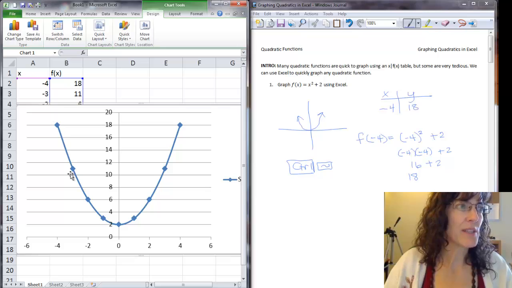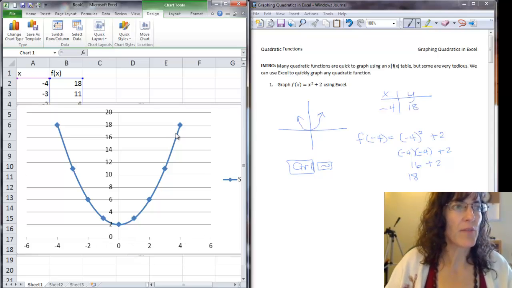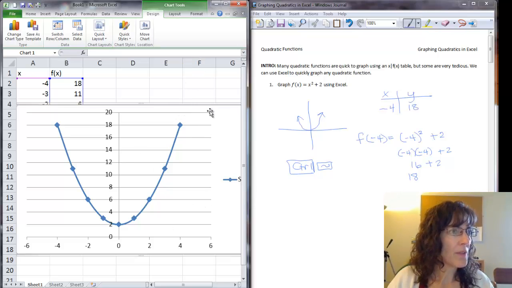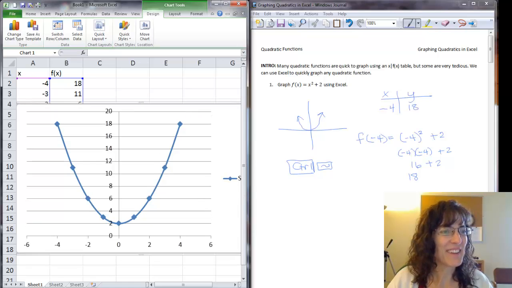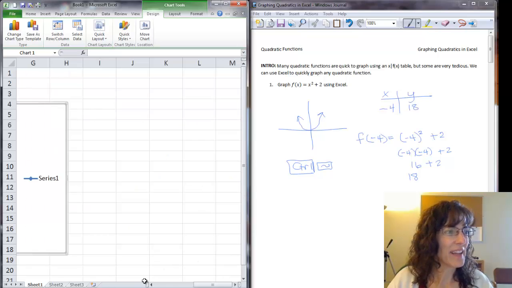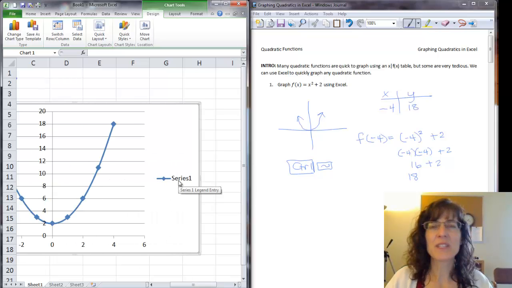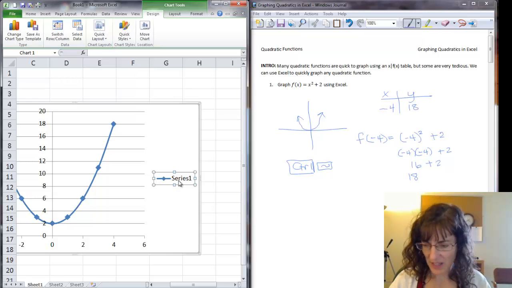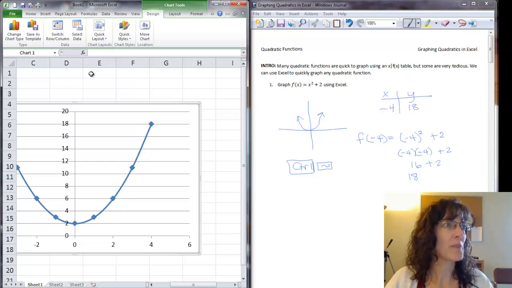And because I picked some values in the negative numbers, I have this left-hand side of my parabola, and because I picked some values in the positive numbers, I have this right-hand side. Now, if I slide my graph over, you can see that Series 1 there on the right, and you can just click that and then push your delete button and get rid of that. That doesn't really help us at all.